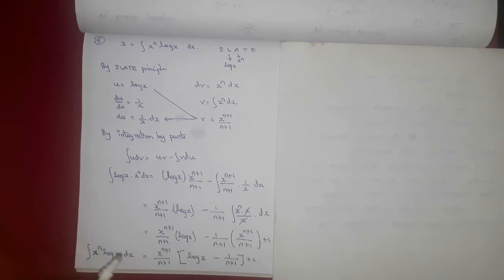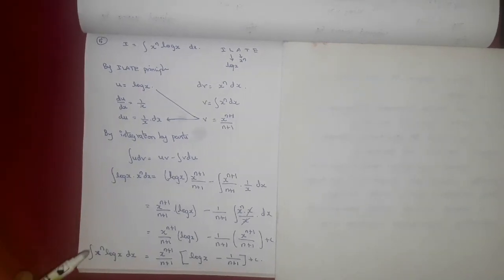Suppose if it is 5, what can be the answer? X power 5 plus 1, 6 by 6. So x power 6 by 6 log x minus 1 by 6. So like that, if they give any power for n, we can find it. So for that, you must know this particular sum's answer. So this question and answer, both you must know.